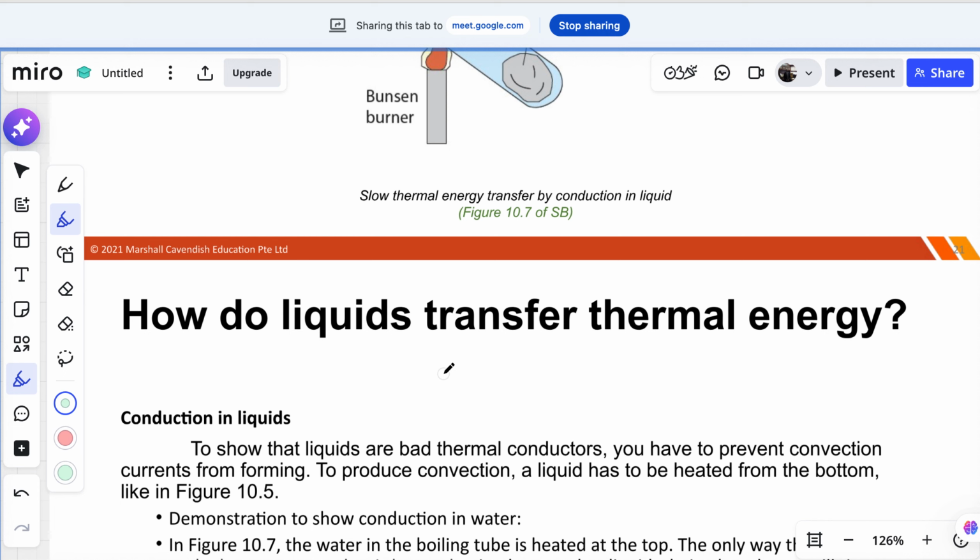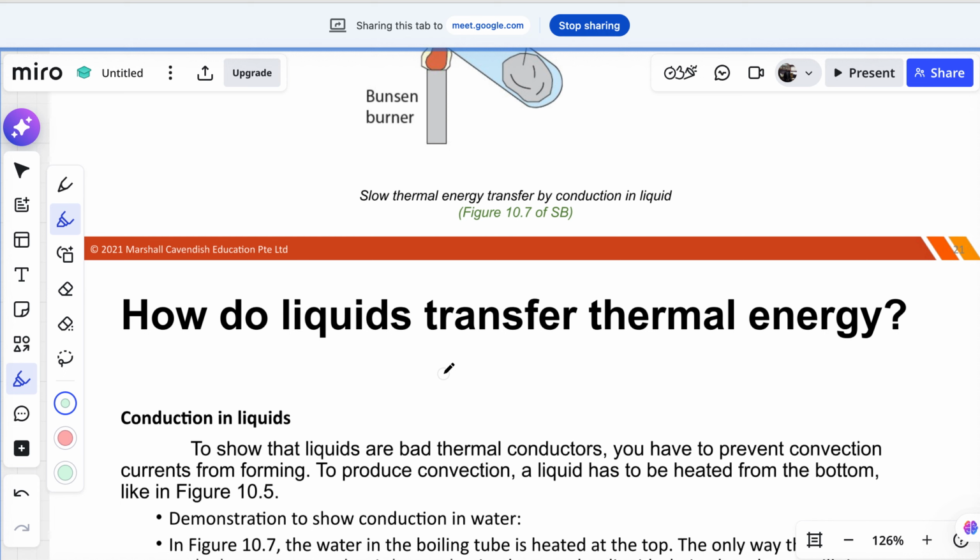A good example is the heat from the sun. The heat from the sun reaches the earth through the vacuum, and this process of heat transfer is called radiation, thermal radiation. Now, here we want to look at objects that are good emitters and good absorbers of thermal radiation. Thermal radiation is also known as infrared radiation.